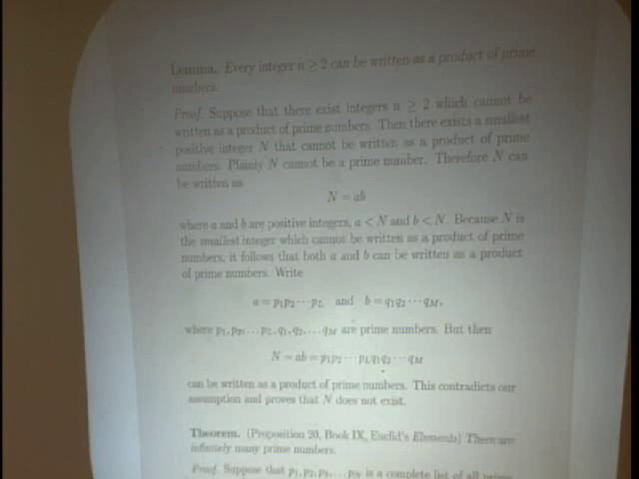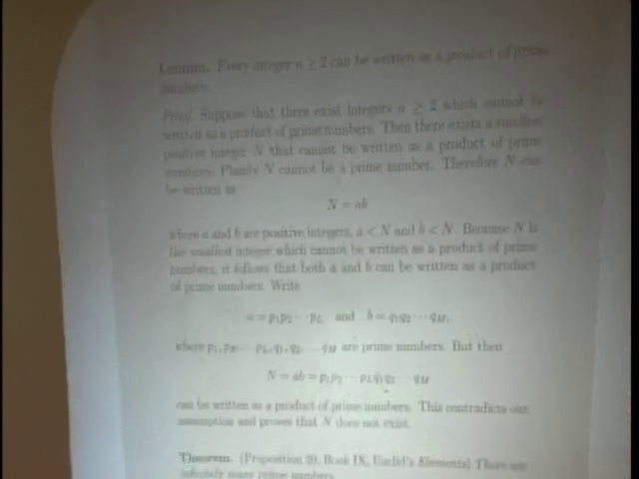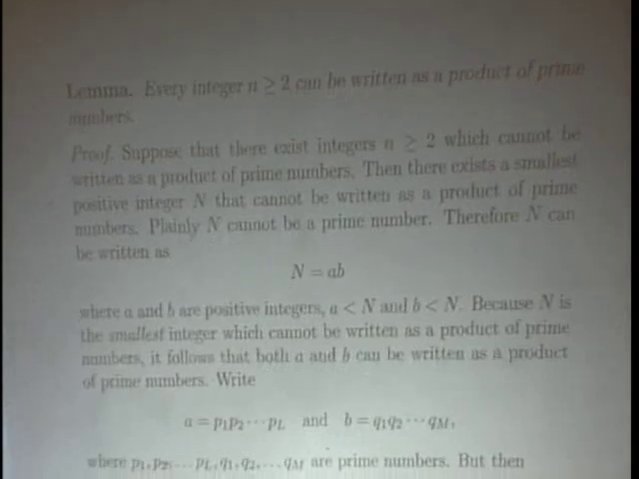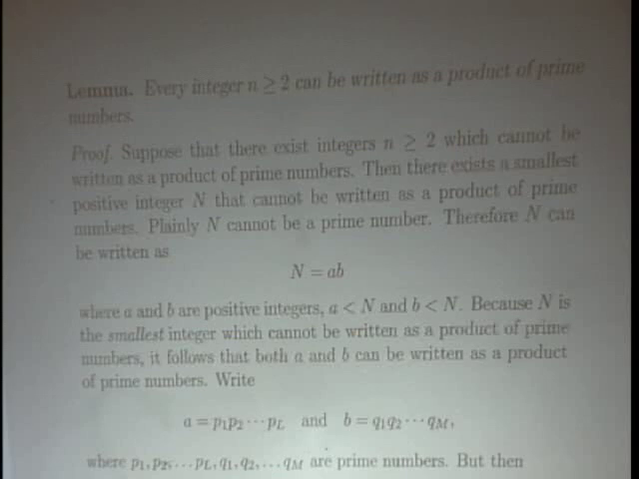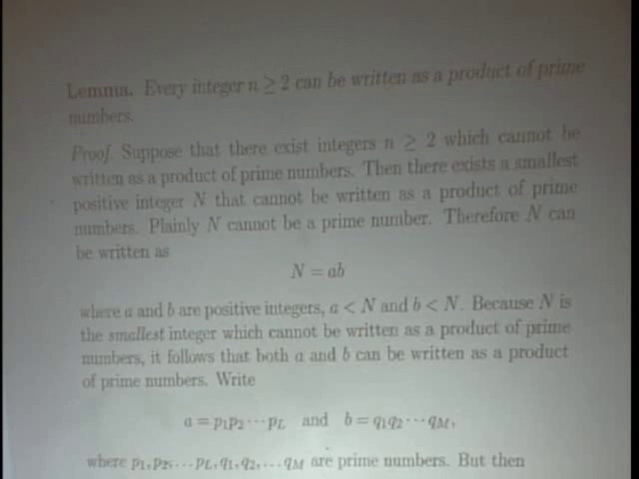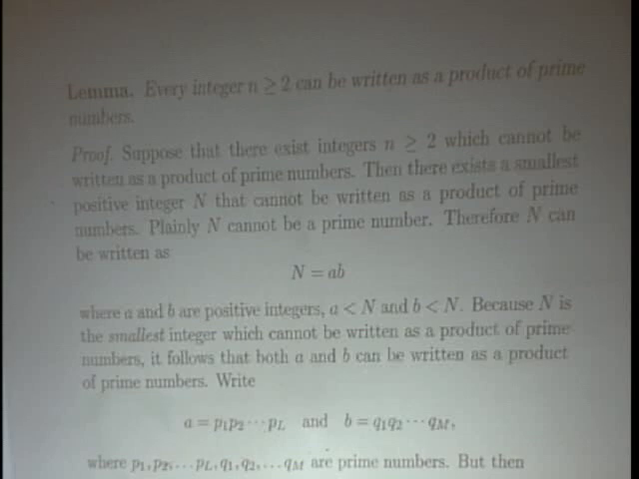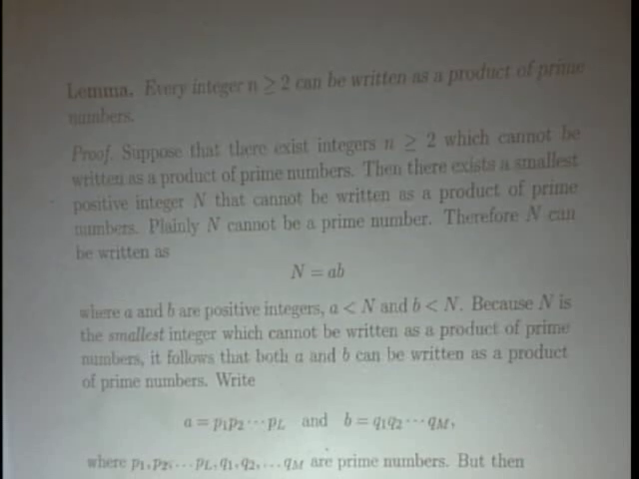Suppose there were some positive integer, capital N, which is not a product of prime numbers. Well, then there'd have to be a smallest integer with that property. If we call that capital N, then you immediately see that capital N cannot itself be a prime. Otherwise, you just write it as capital N, and that'd be it. If it's not a prime, then it has to factor into a product of two smaller numbers, a and b. Since a and b are smaller than N, and N was the smallest integer which can't be written as a product of primes, it must happen that a and b can be written as a product of primes.